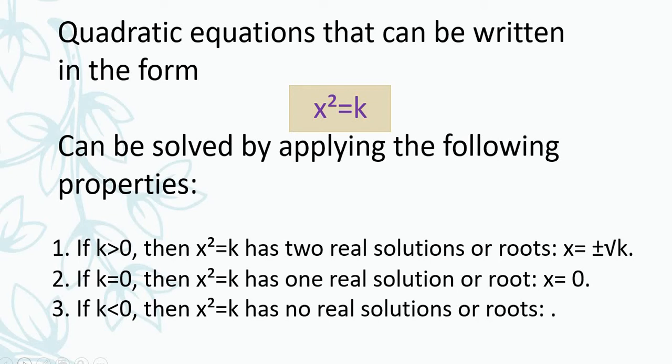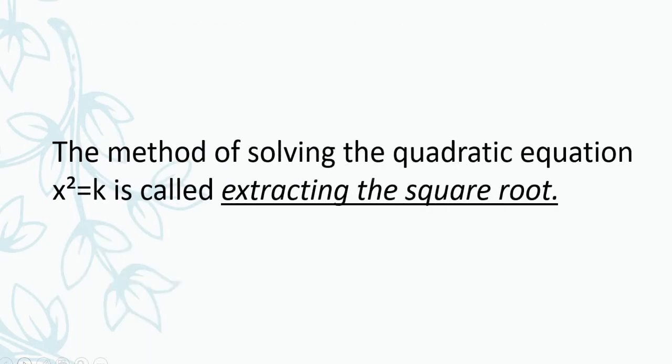No solution, no roots, when your k becomes negative numbers. So, from negative 1, negative 2, and so on. The method of solving the quadratic equation x squared is equal to k is called extracting the square root.